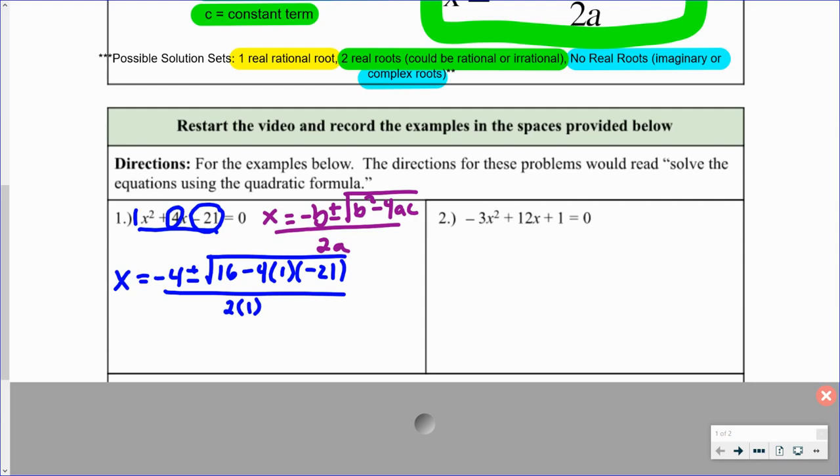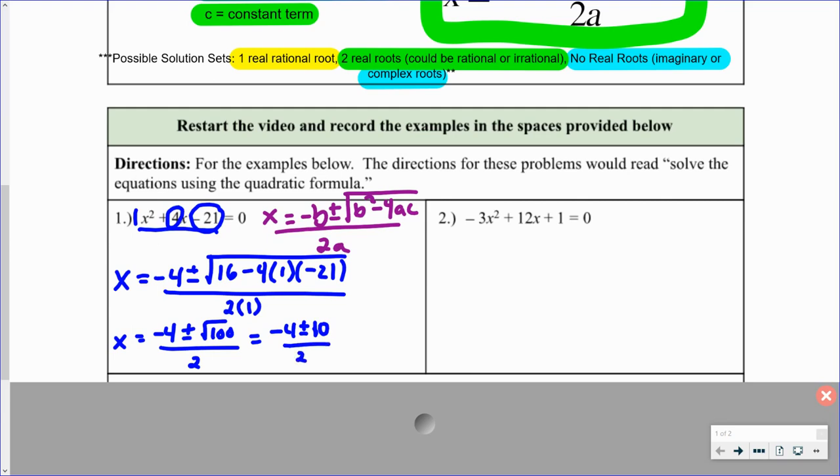All right, so now we're going to go ahead and evaluate this. We're going to get x equals negative 4. Now let's evaluate what's underneath that radical. So 16 minus 4 times 1 times negative 21, that's actually going to evaluate to 100. So this is plus or minus the square root of 100 all over 2. Now, right now we're going to try to simplify this down. The square root of 100, that's actually a perfect value. So we're going to get negative 4 plus or minus 10 over 2.